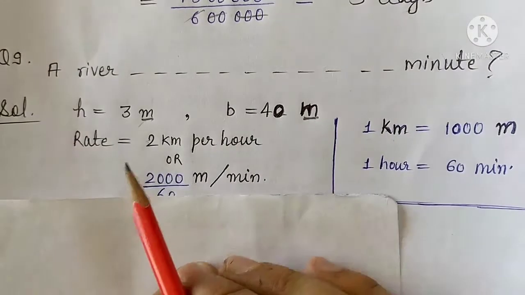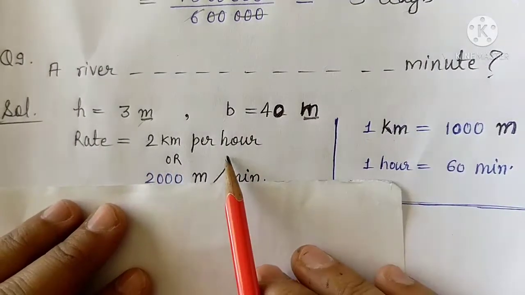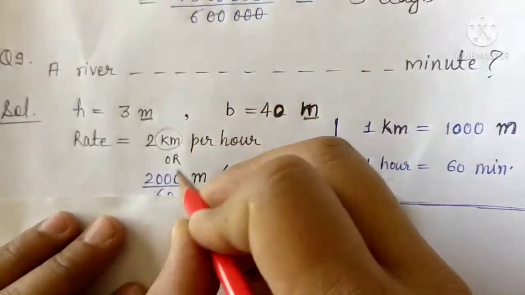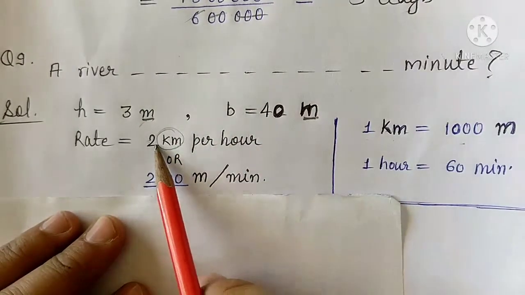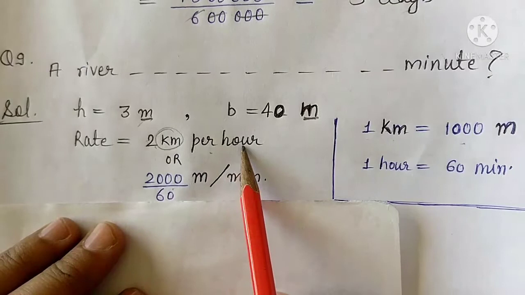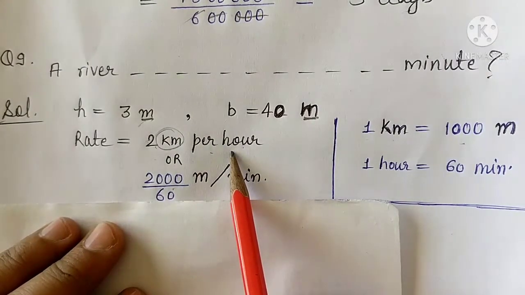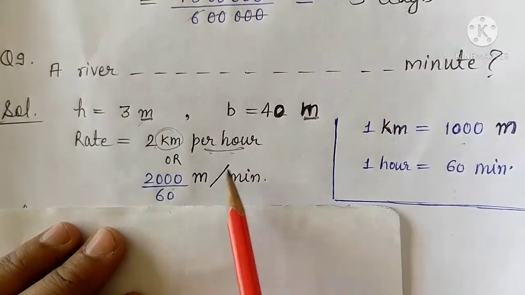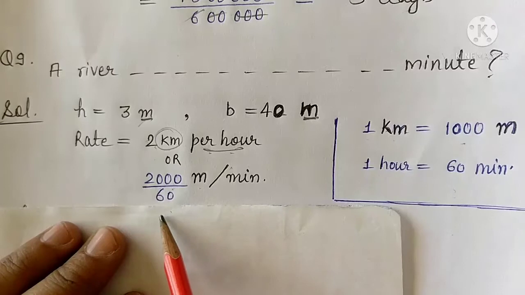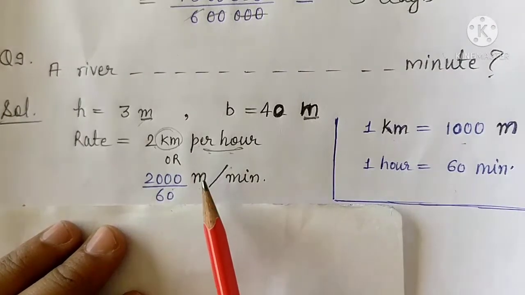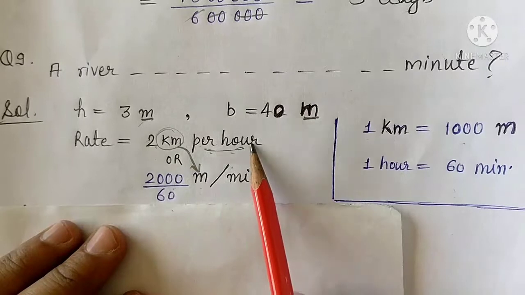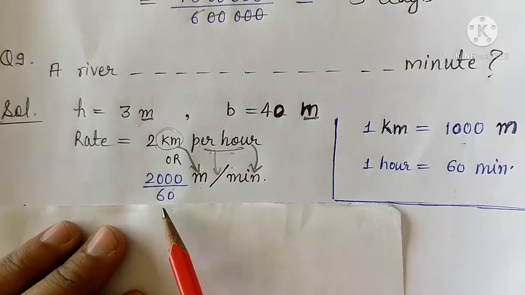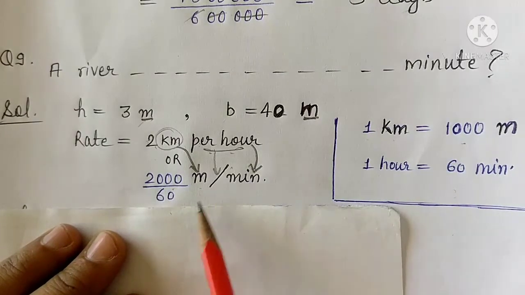So just convert them. Rate is given 2 kilometer per hour. So we have to convert into per minute. So 2 kilometer, this kilometer will convert into meter by multiplying by 1000. So 2 multiplied by 1000, it becomes 2000 per hour. Per hour means 1 hour equals how many minutes? 60. So divided by 60. So from per hour it becomes per minute, 2000 upon 60 meter per minute. From kilometer it becomes meter, and from hour it becomes minute. So we have converted 2000 upon 60 meter per minute already.